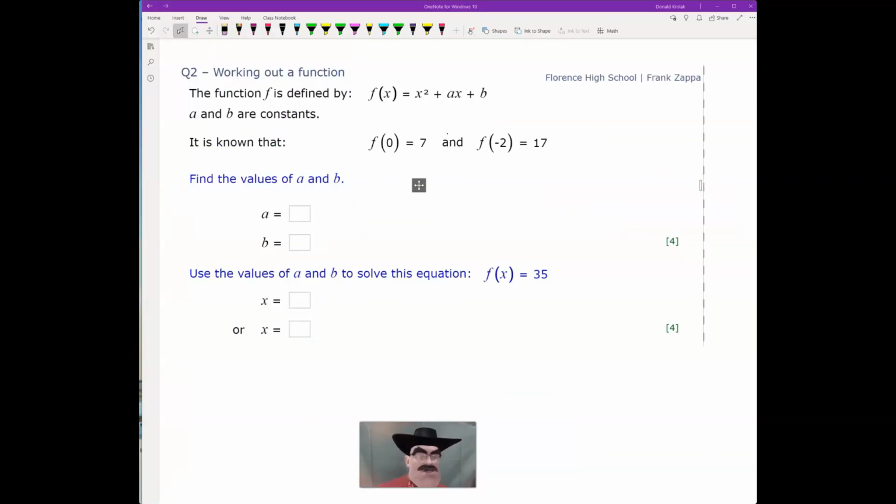All right, sod busters, let's take a look at question 2. This function is defined by, here's our equation for our function. But if you look at it, the coefficient on x we don't know, and the constant we don't know. All right, now a and b represent numbers. That's what's meant by the word constant. A number in front of a variable is called a coefficient.